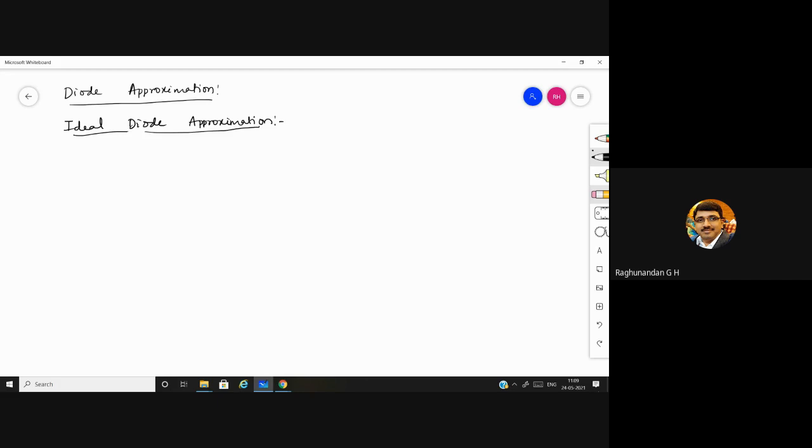So in this ideal diode approximation, as the name itself tells, ideal. In the ideal case, the diode is assumed to be acting like a switch. That means for a switch, when the switch is open, the current will not flow. When that switch is closed, the current is going to flow without any opposition. So in the ideal diode approximation, they assume that the diode will be acting like a closed switch for the forward bias condition, and like an open switch for the reverse bias condition.